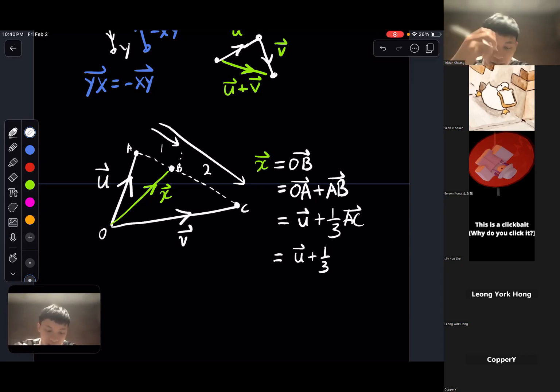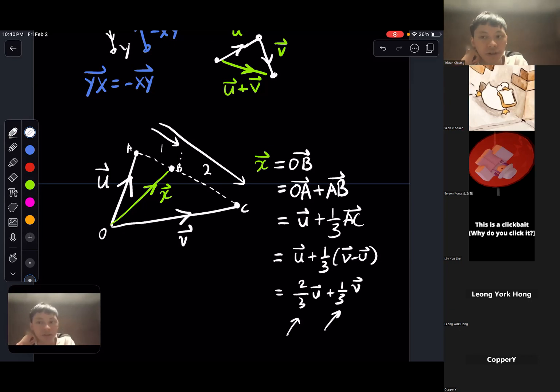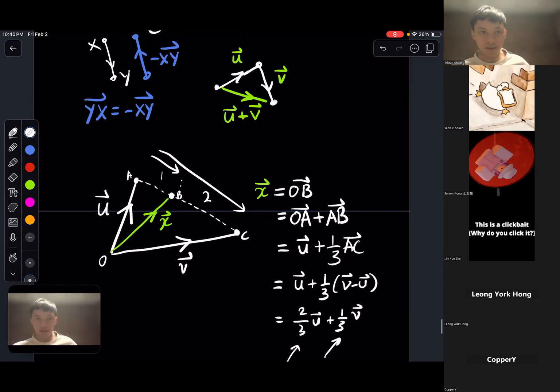Then you can actually write this in terms of U and V. Because now, what's AC? The shortcut is if you just take the final one minus the initial one. So that'll be V minus U. The real reason is that you have to flip U, then you follow V. So it's like minus U plus V, so it's basically V minus U. So you get 2/3 U plus 1/3 V. Again, you get two coefficients that add up to 1, which makes sense with our first discussion just now.